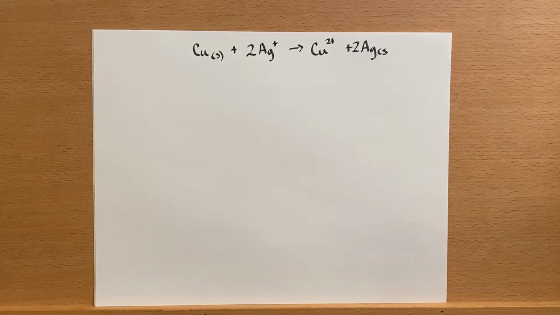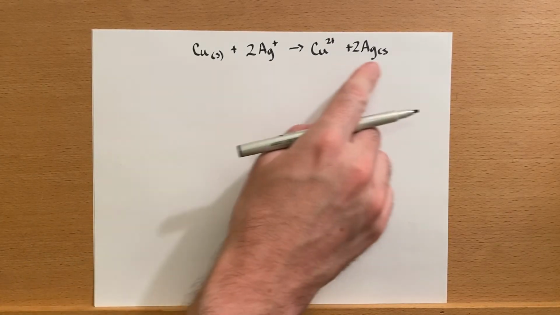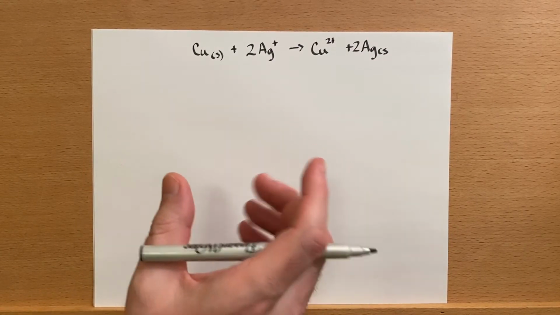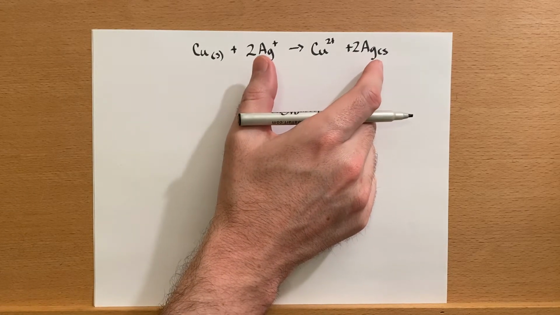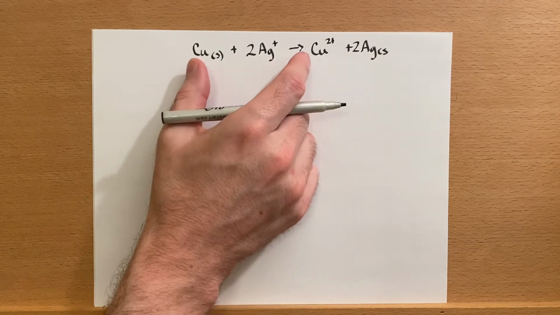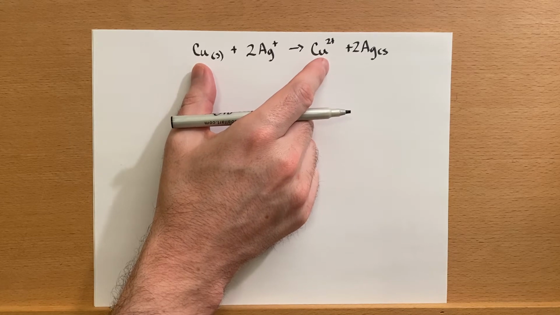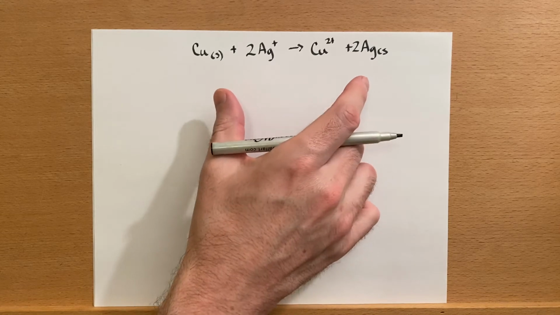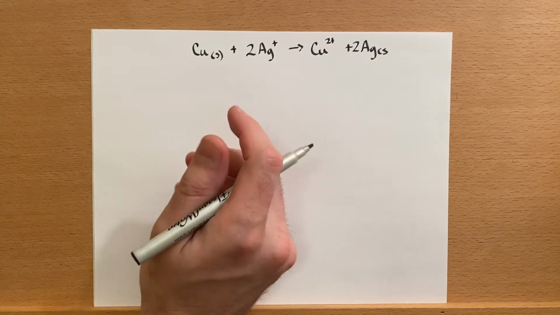Let's put our standard reduction potentials to good use and calculate the electrical potential of a cell that has this overall reaction. Now, we'll have to divide these into two different electrochemical cells, one that just contains silver ions and silver metal, and the other that contains copper metal and copper ions. But this is the overall reaction that would happen if we set up an electrochemical cell using these reagents.